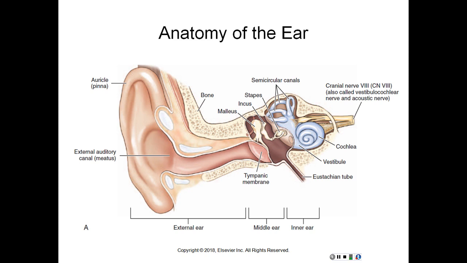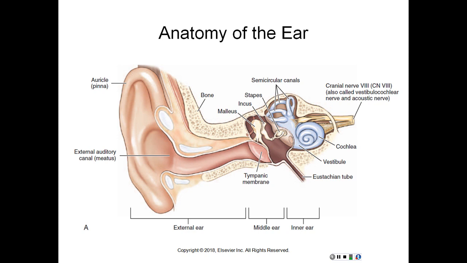The process of hearing begins with the auricles directing sound waves into the external auditory canal. As the sound waves ripple through the external ear, the tympanic membrane vibrates. The ossicles in the middle ear carry the vibration into the inner ear, where the stimulus is transmitted by the cochlear nerve to the brain and is interpreted as sound.